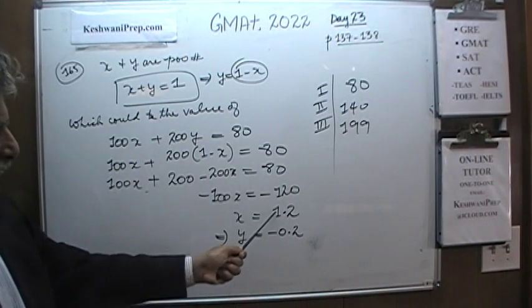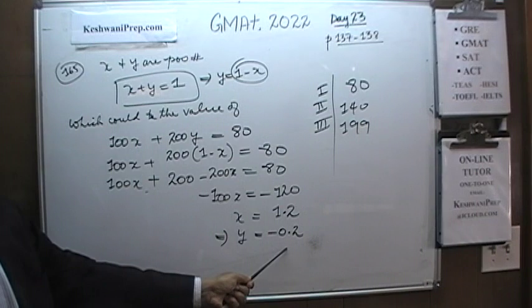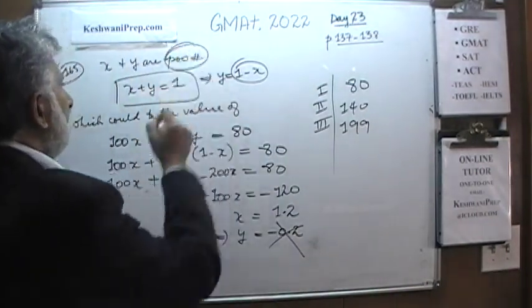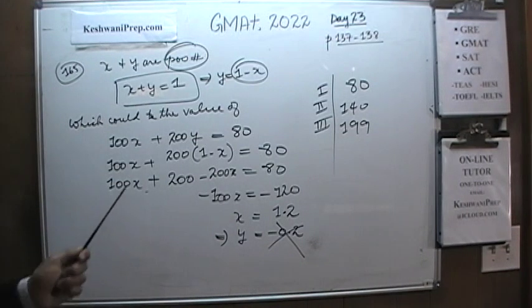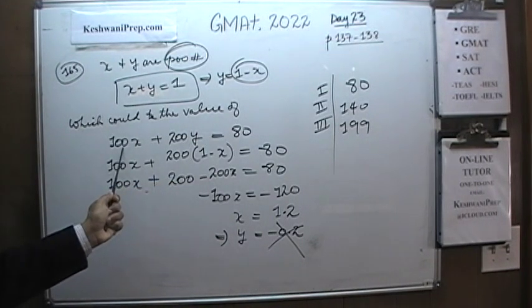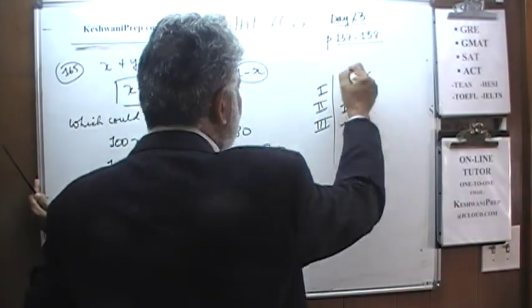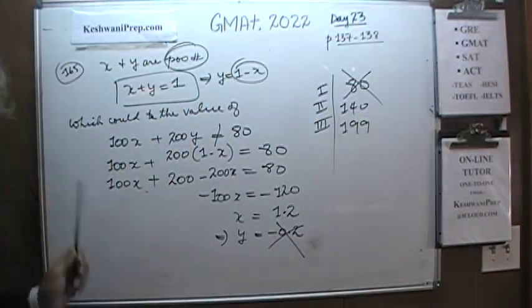If x is 1.2, y would have to be negative 0.2, which is not possible, because we are told that they're positive numbers. Which means that this quantity that we're looking at, 100x plus 200y, cannot equal 80. Let's move on to the next one.